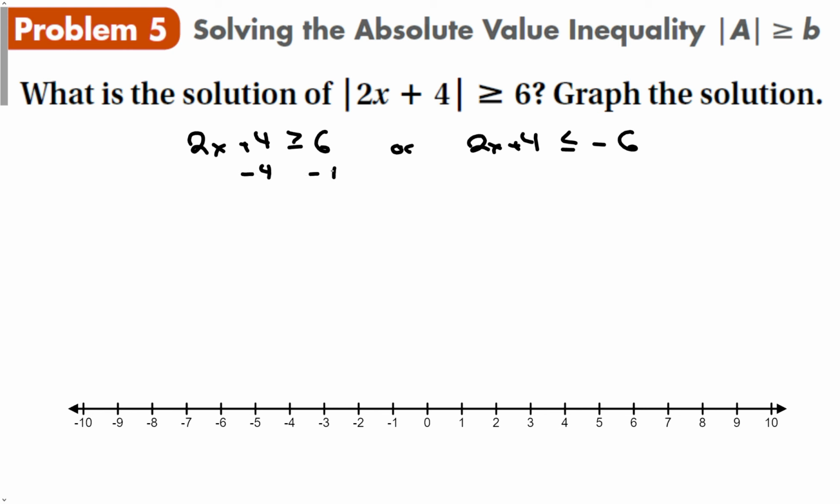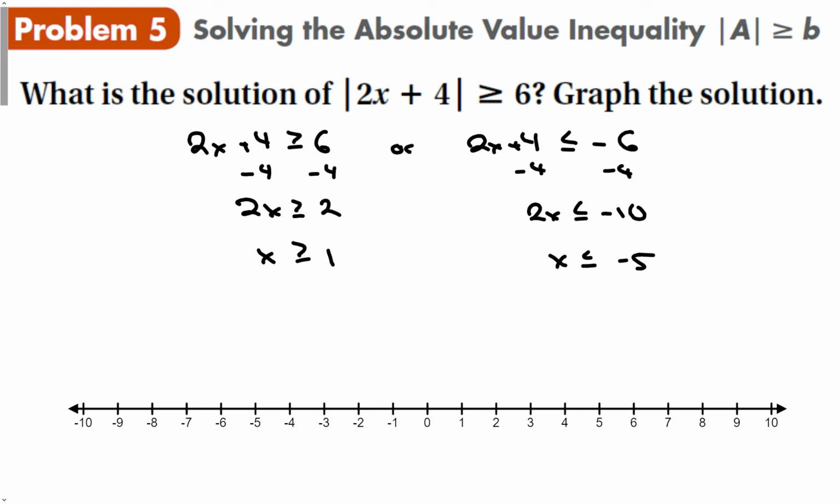I subtract 4 from both sides to solve this. So 2x is greater than or equal to 2. So x is greater than or equal to 1. Subtract 4 from both sides. 2x is less than or equal to -10. So x is less than or equal to -5, right?